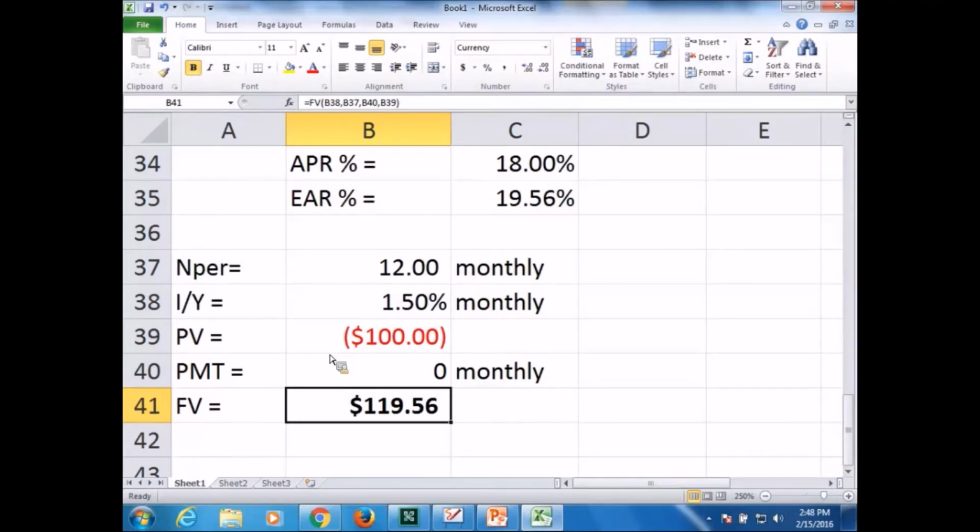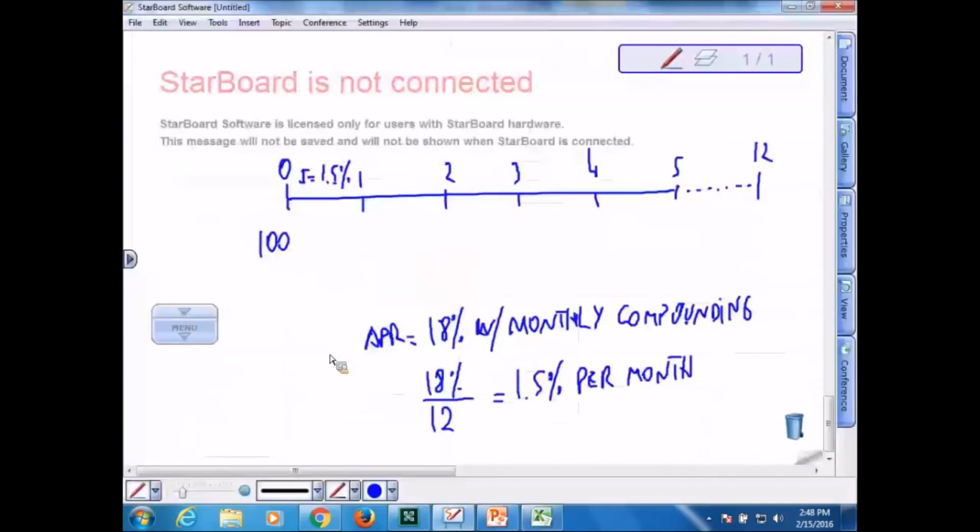But notice, what this implies is that after 1 month, how much will I have? I have 100 plus $1.5. So it's the whole amount multiplied. After 1 month, we will have 1.5% more, and so on. So we'll continue to have 1.5% until the end. Our future value becomes 119.56. So what's the interest rate? 18% annual with monthly compounding.